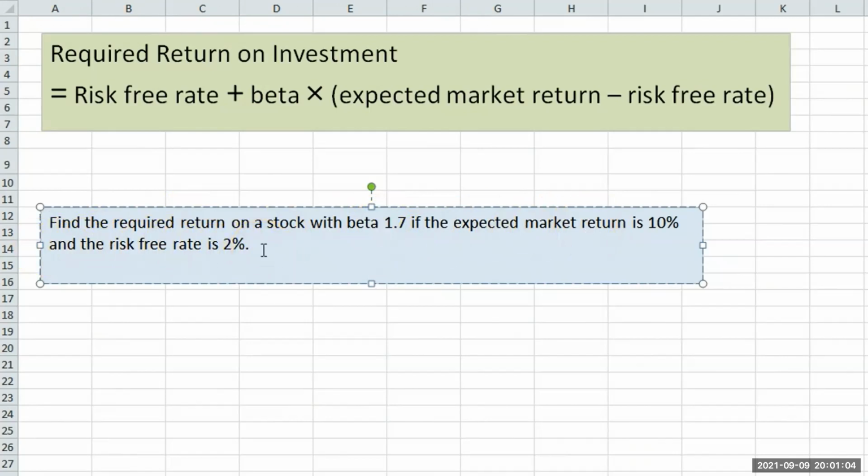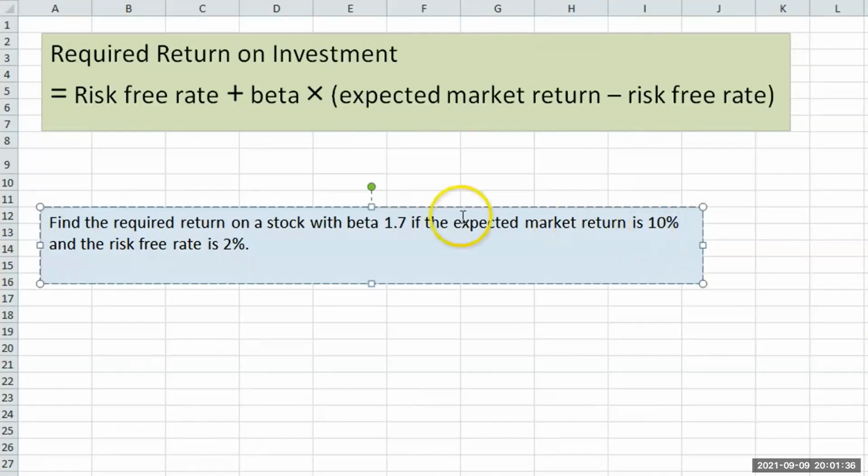A couple of things might pop up. A problem will not necessarily always say risk-free rate. It may say the rate on a 3-month treasury, or it may say the rate that you can get on a risk-free investment. So look for that to find the risk-free rate. Also, to clarify, expected market return means what you expect the overall stock market to return.